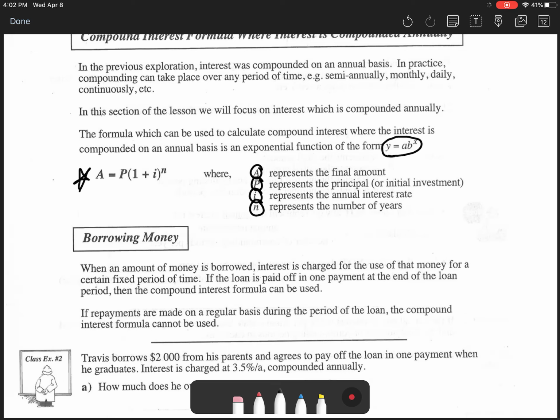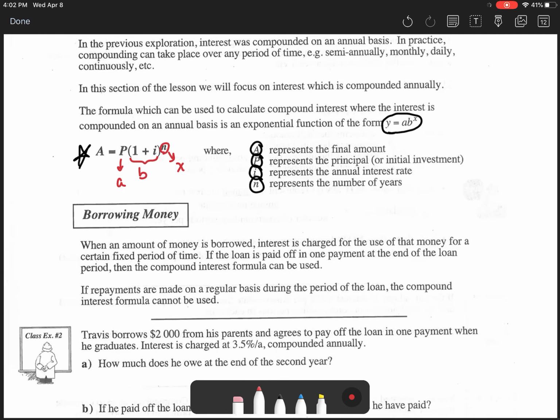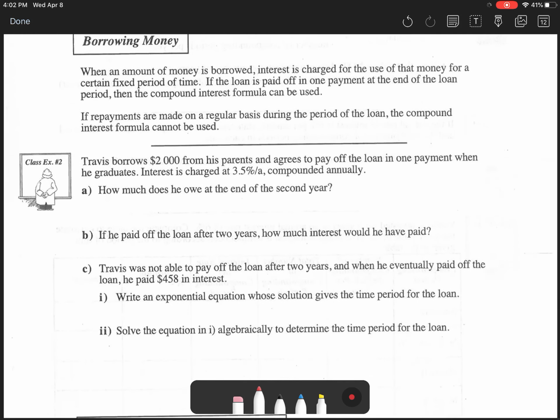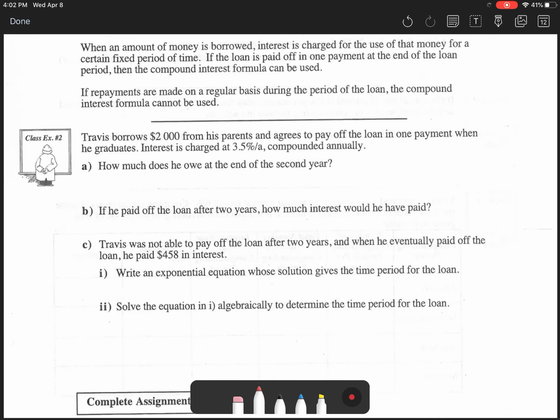Now they are saying, and like you saw on the graph, that it does take on the form of an exponential function. So remember that this is like your a value in the exponential, and this is basically your b value, and this n is like the exponent of x. So it is like a and then b to the exponent of x. That's why it does take on the shape of an exponential function.